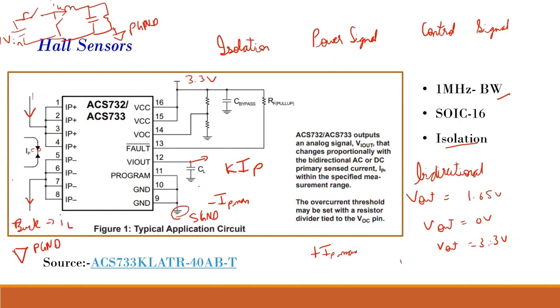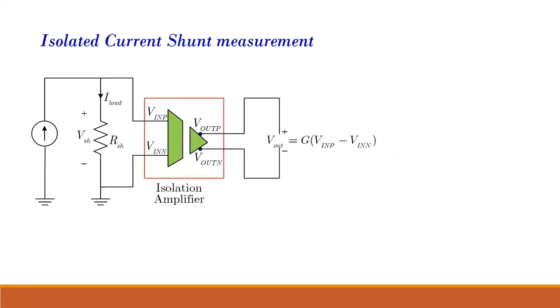So this is for my Hall sensors, and then let us consider isolated current shunt. There are isolation amplifiers, etc. This differential voltage over here is converted into another differential signal. But do all these current measurements sense the inductor current only?